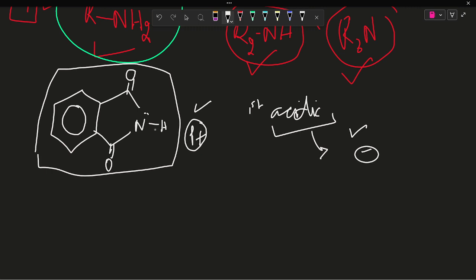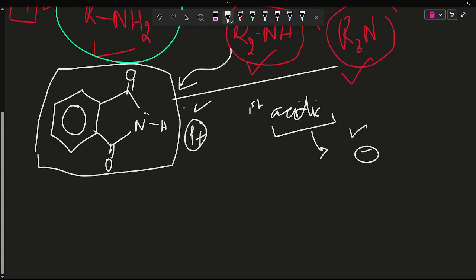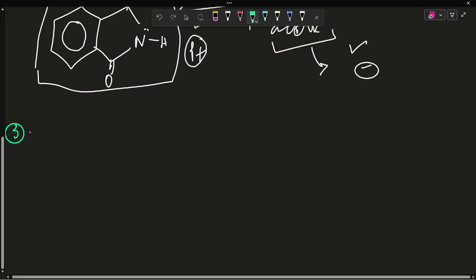The second thing is that this molecule prevents the formation of R2NH and R3N. How? That we will see in the mechanism of the reaction. Now let's start the mechanism. Let me show you the mechanism of this reaction. The process has three steps.